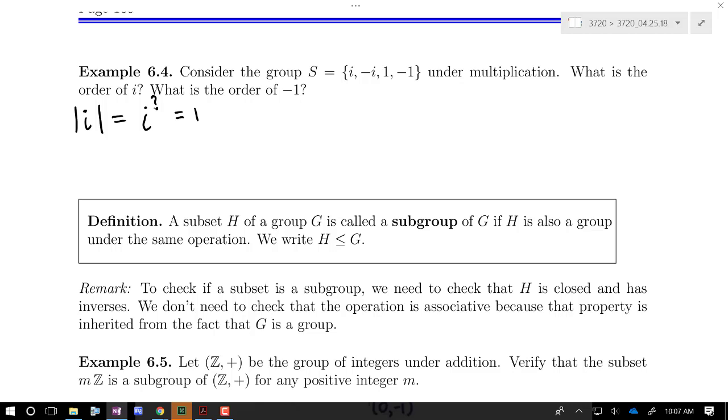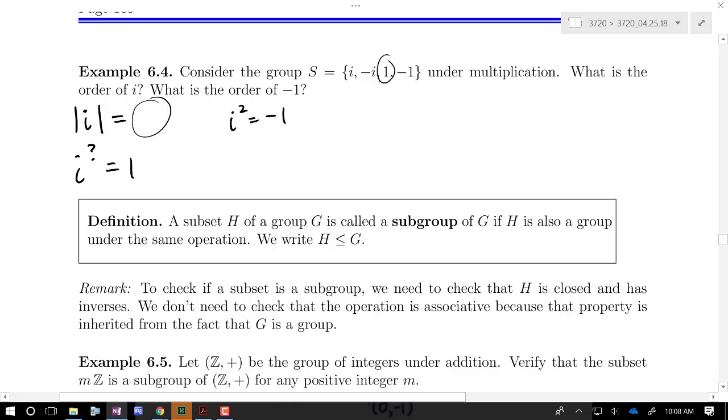Isn't it the second power? It's not the second power, and in fact, I'm going to adjust what I've written here. I'm going to bring this down here, because this is related. But i to whatever power is equal to 1, that's the number that goes here. It's not 2, because i squared is equal to negative 1, and the identity element is 1.